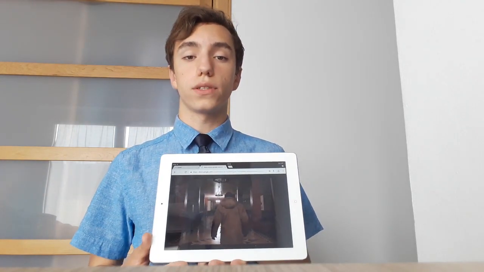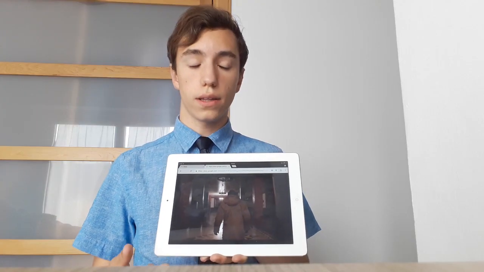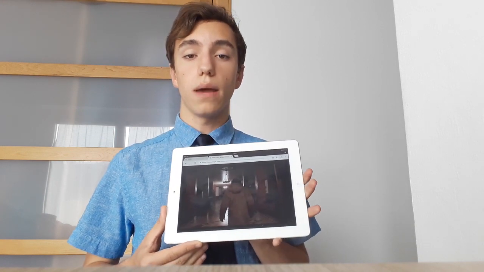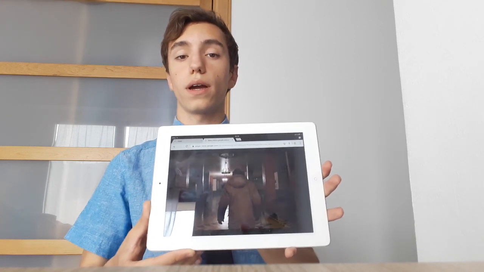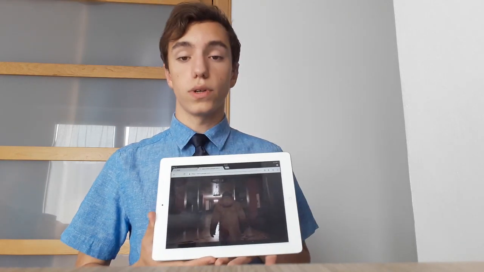Then we have the rear shot. The rear shot is when the camera shows us the back of the character, as it is normally a mobile shot. I mean that the camera is moving with the character. This creates fear and stress situations.